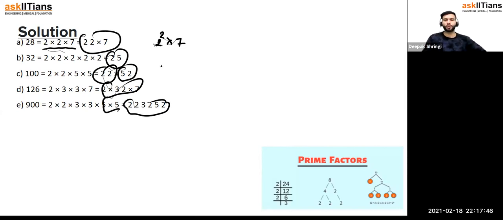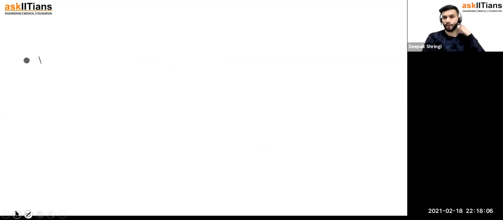And then 2 into 2 into 2 into 2 into 2, 5 times, would be 2 power 5, which is 32. It's like that, and that is for 28. So it's a bit wrong. It's not wrong actually, it's a typing error. So let's forget about that. Okay, got it? So now it's clear to everyone how to do the prime factorization. It's very simple. Let's move forward now.